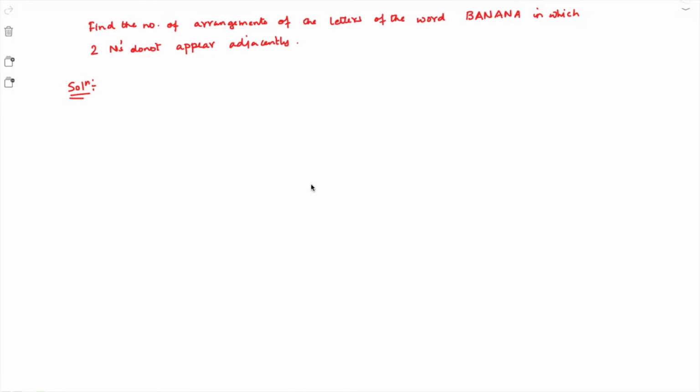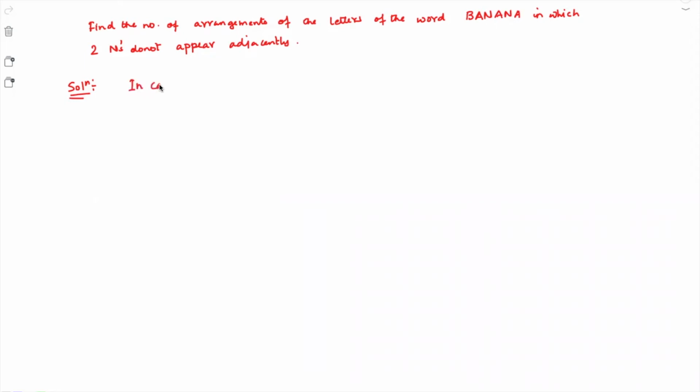if we look at banana, there are 6 letters. Out of which there is a repetition of 3 A's and 2 N's. Let us consider that there is no restriction. What do we mean by there is no restriction? That means any letter can arrange anywhere. I repeat, let us consider that there are no restrictions. That is, any letter can arrange anywhere or at any place.